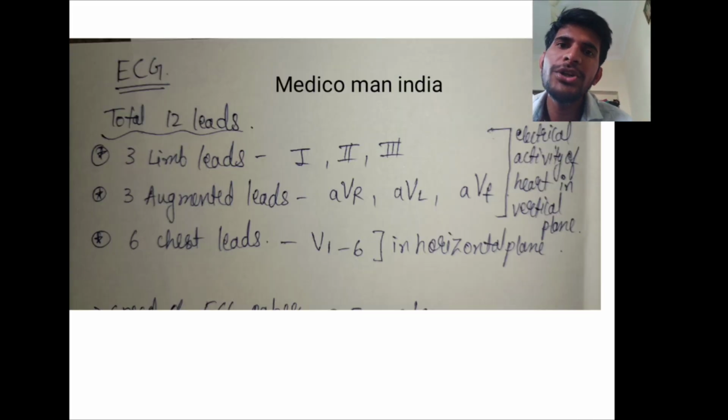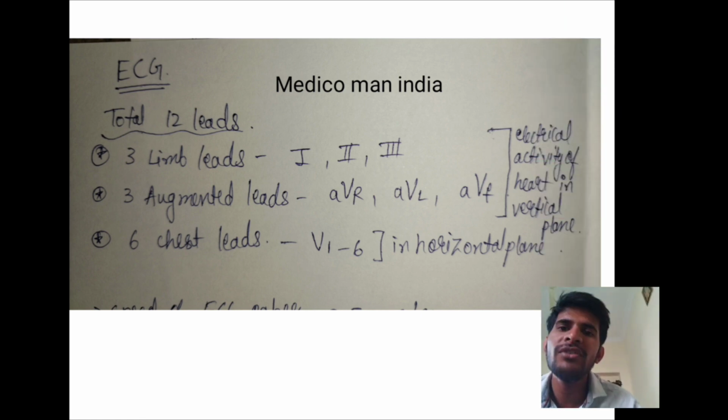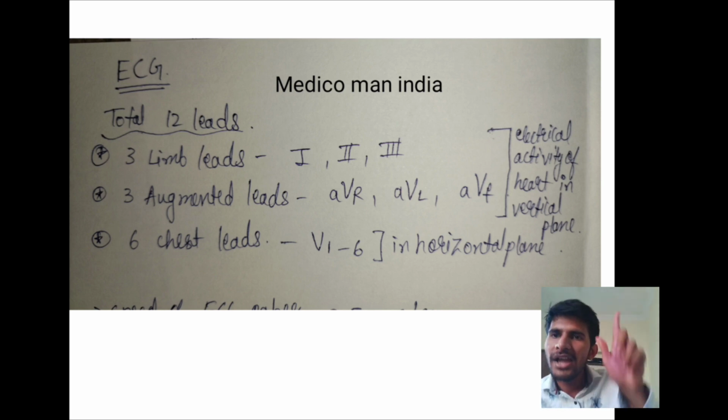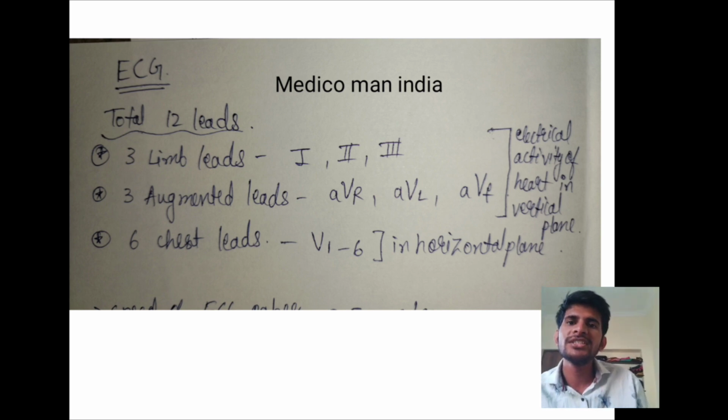There are totally 12 leads in ECG. 3 limb leads, that is L1, L2, and L3, and 3 augmented limb leads, that is AVR, AVL, and AVF, and 6 chest leads, that is V1, V2, V3, V4, V5, and V6. So the 3 limb leads and the 3 augmented limb leads determine the electrical activity of the heart in the vertical plane, and the 6 chest leads determine the electrical activity of the heart in the horizontal plane. That's why the chest leads are applied horizontally.